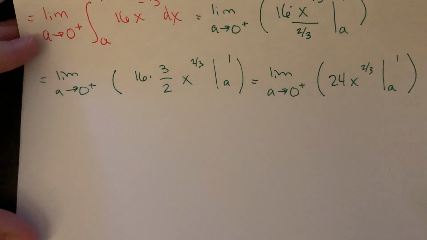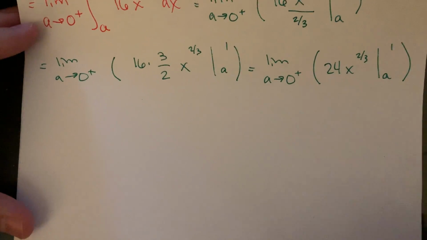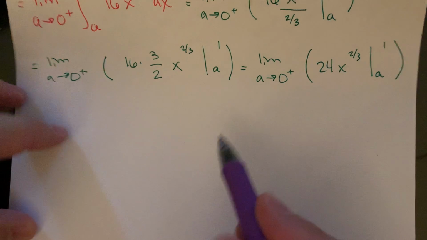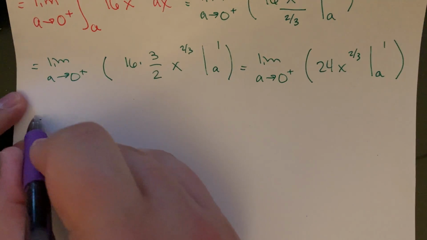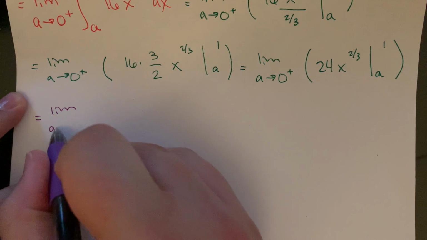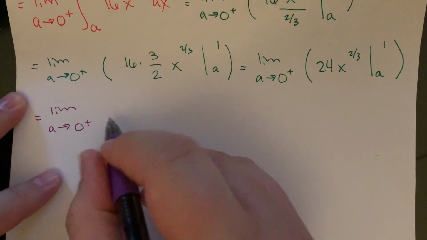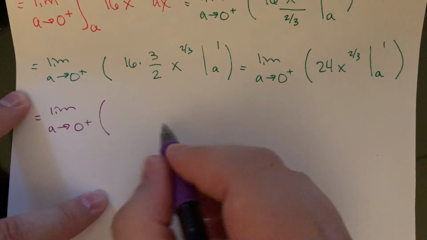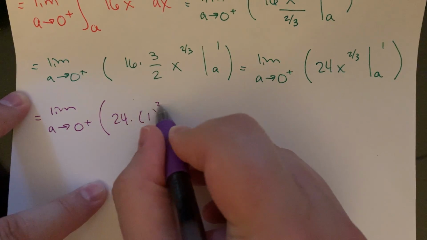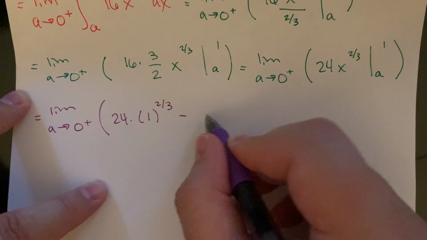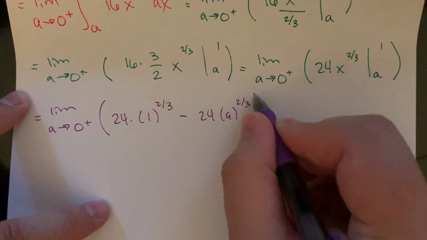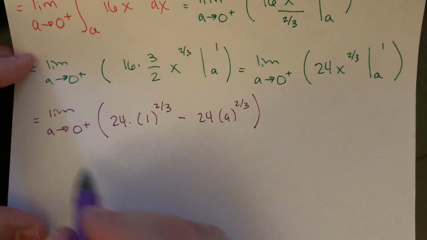However, thinking ahead just a little bit, the values here it looks like they're going to be 1 and 0. Those are not the wildest values in the world. We're probably not going to have to do root kind of things for 1s and 0s. So the limit is a goes to 0 from the right. So if we sub this in, this is 24 times 1 to the 2/3 minus 24 times a to the 2/3. And legitimately, this is kind of nice.